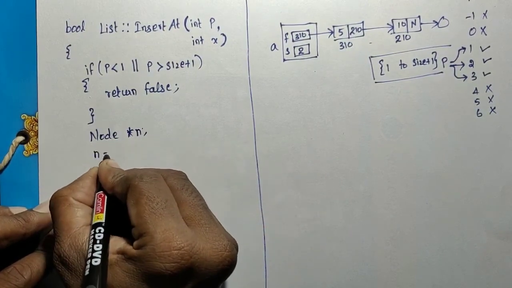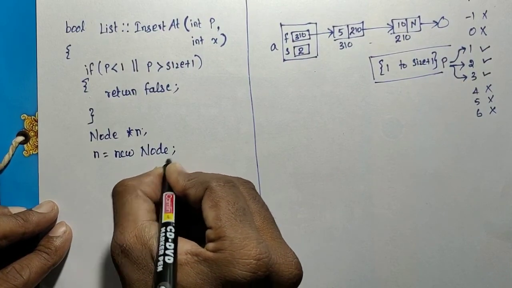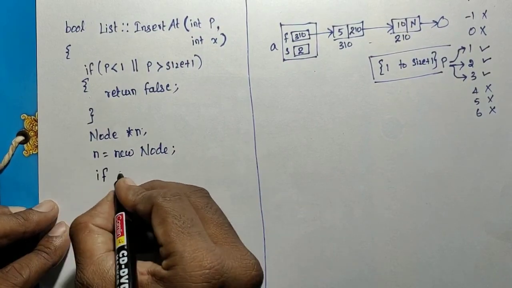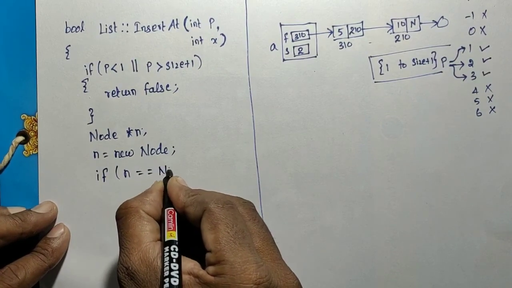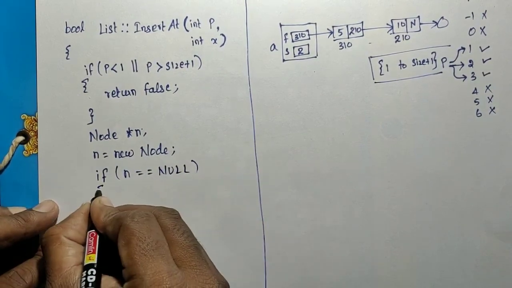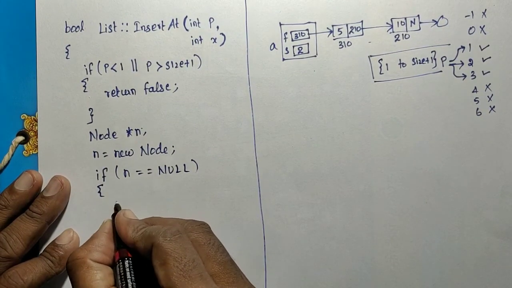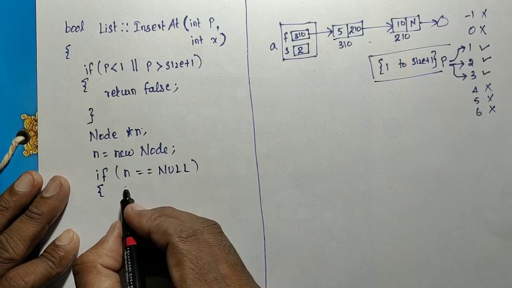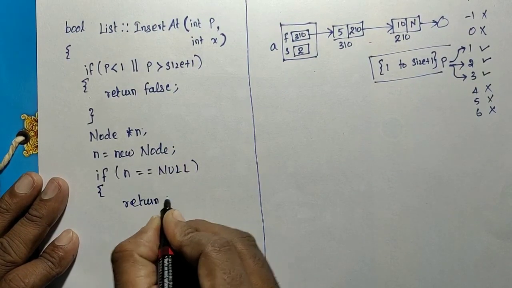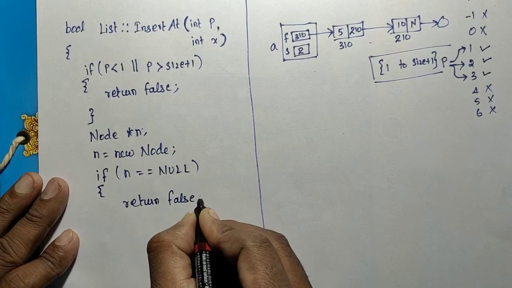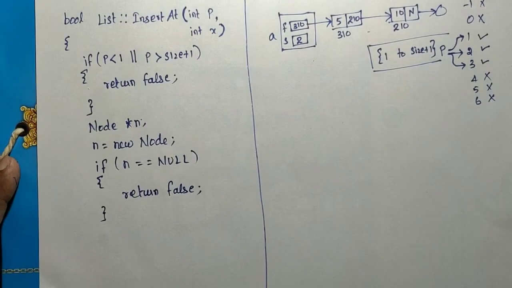N equal to new node of. And then I need to check whether it is created or not. If n equal to null, it has failed. That is, we cannot create a new node, so memory is not available for the new node. So return false. That is also what you have to mention.